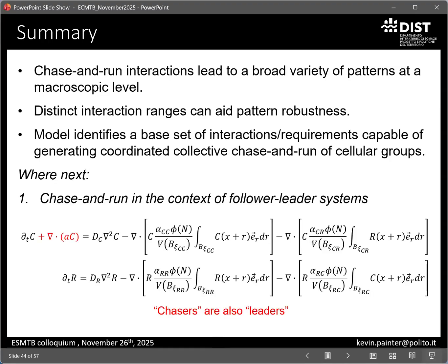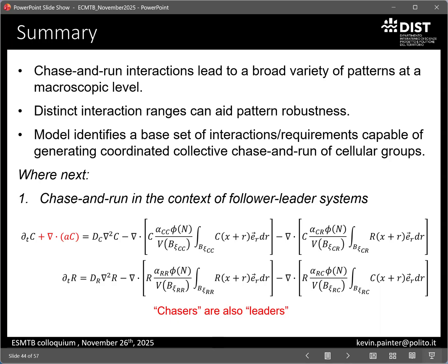Now, just to give you an indication of a couple of the next steps we're working on. One of the extensions that we're currently working on is to look at this chase and run in the context of follower-leader systems. In those earlier simulations, I just had chasers and runners, but there was no real overall direction that would be taken. There was no one particularly saying we have to go over to this particular point.